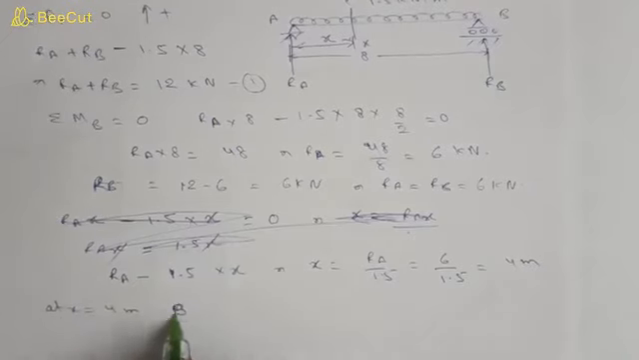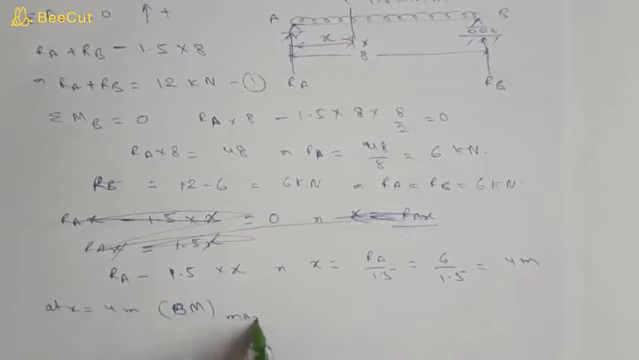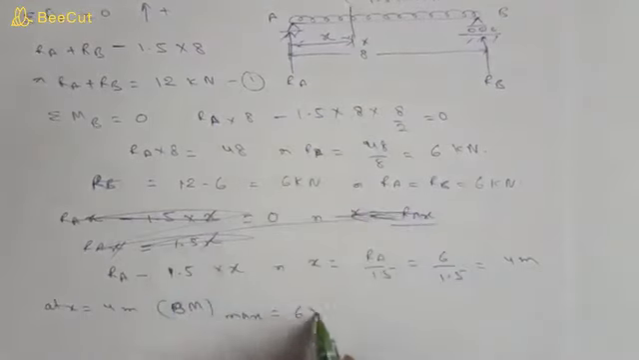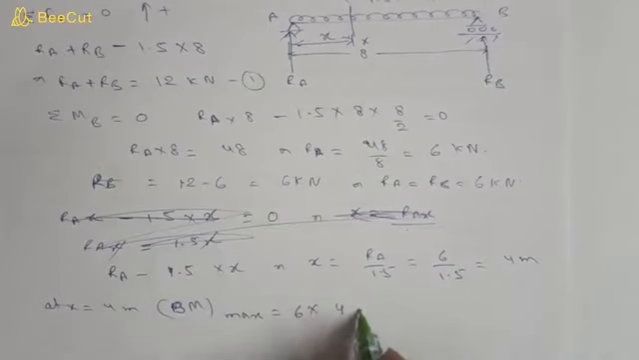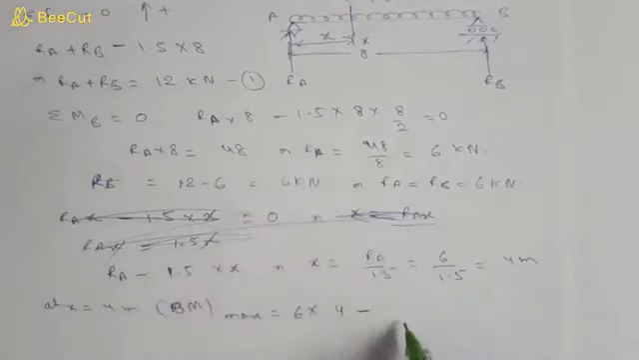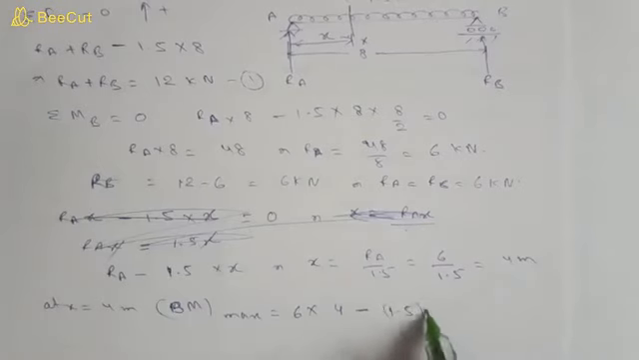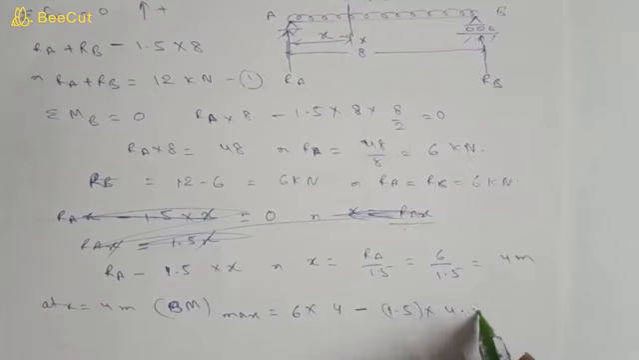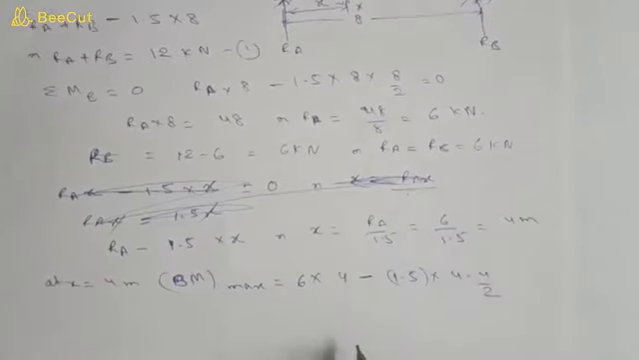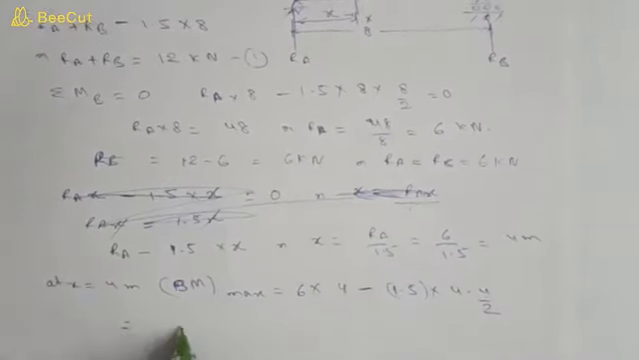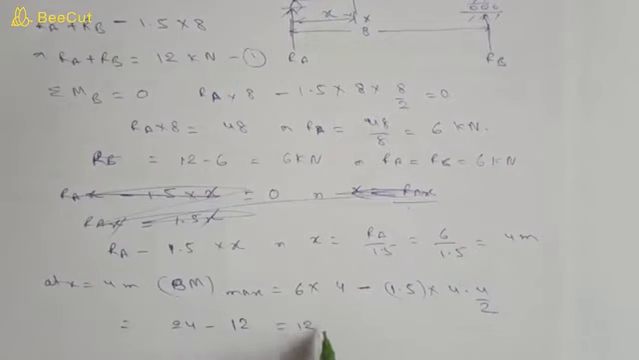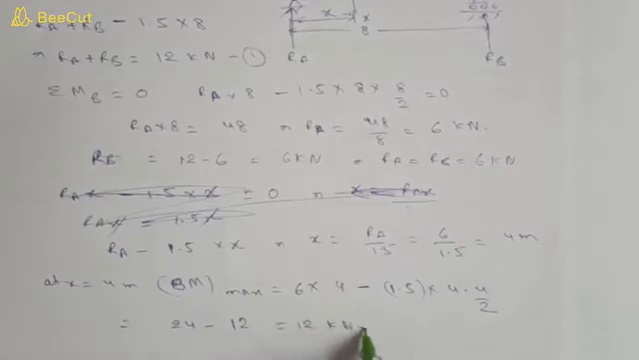At X equal to 4 meter, the maximum bending moment will become RA into X minus W, which is 1.5 into X, into X square by 2. So RA is 6 into X is 4, minus 1.5 into 4 square by 2. So it will become 24 minus 12, so it is 12 kN meter.